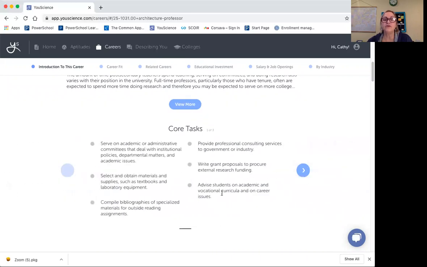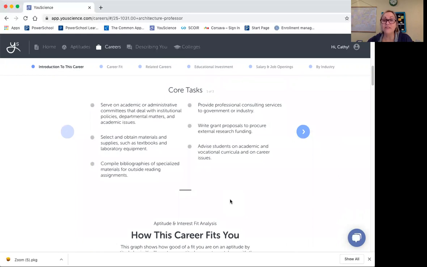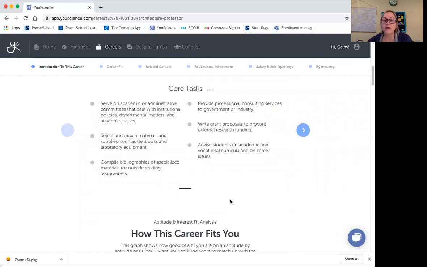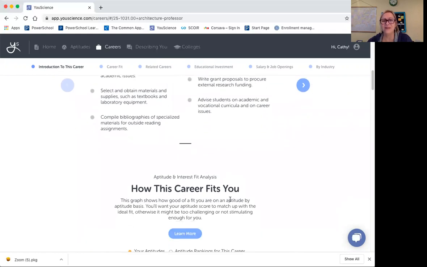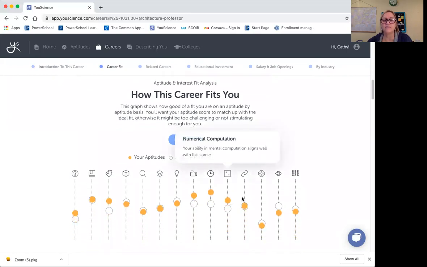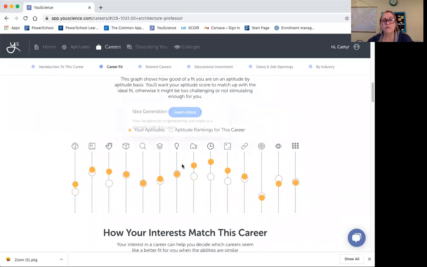All of this is for you to look through and say, yeah, God, that sounds fun. I think I'd like to do that. Or, ooh, that's what that means? I don't like that job. Then you get to this kind of bouncing ball looking thing. This is how the job and you stack up together on all of the aptitudes that they assessed. And so you can see they aren't perfectly in line, but they follow a pretty similar path together. So that's why this came up for me.